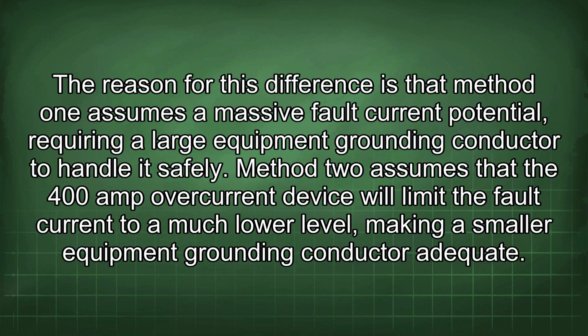The reason for this difference is that method 1 assumes a massive fault current potential requiring a large equipment grounding conductor to handle it safely. Method 2 assumes that the 400 amp overcurrent device will limit the fault current to a much lower level, making a smaller equipment grounding conductor adequate.